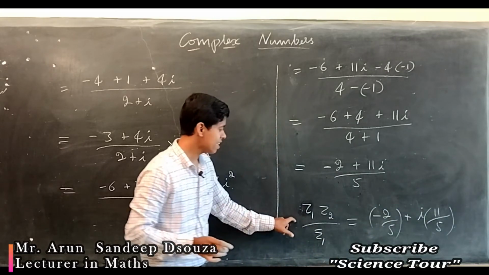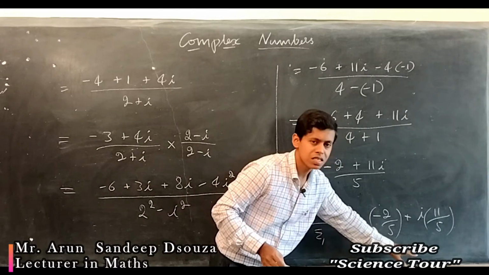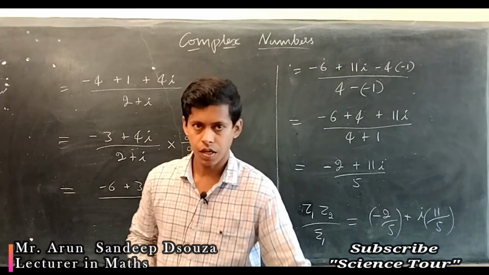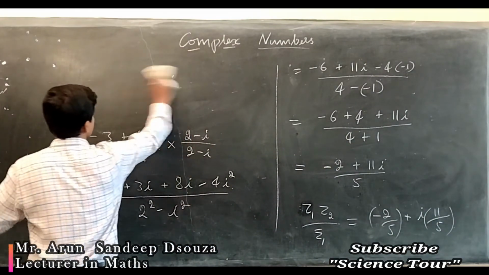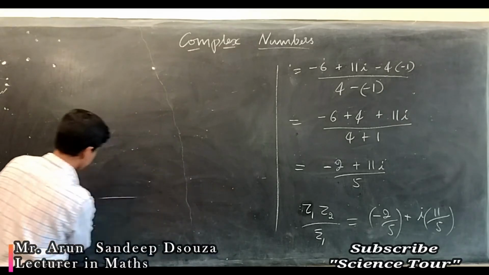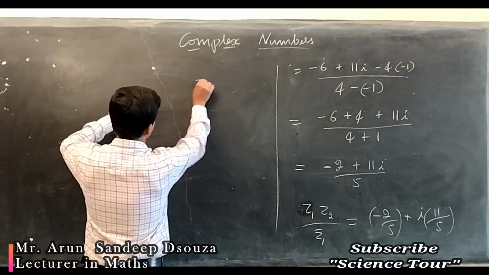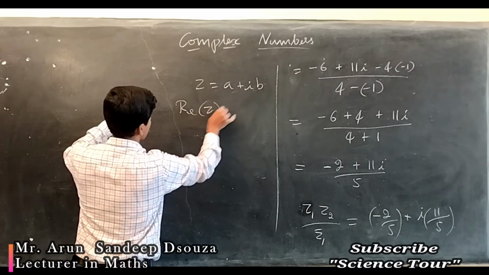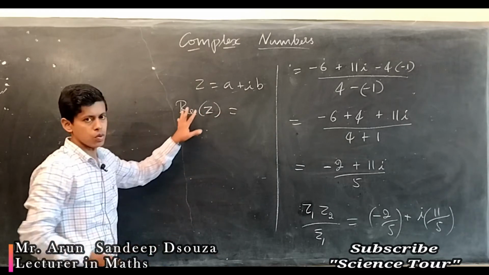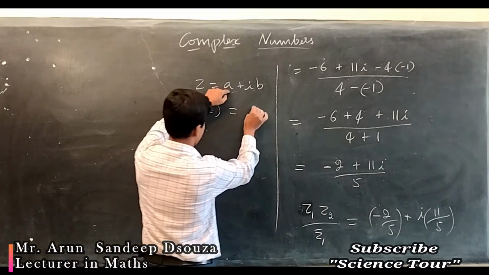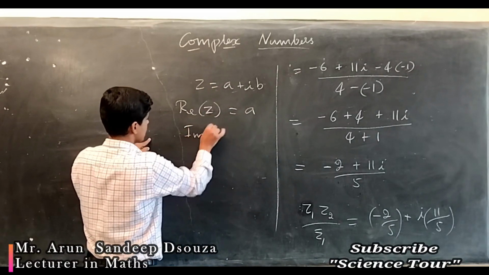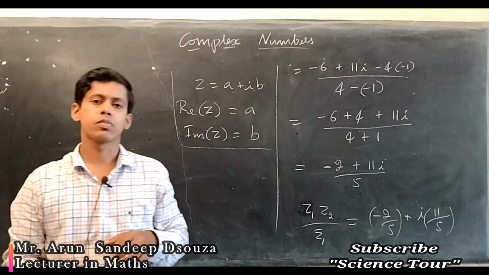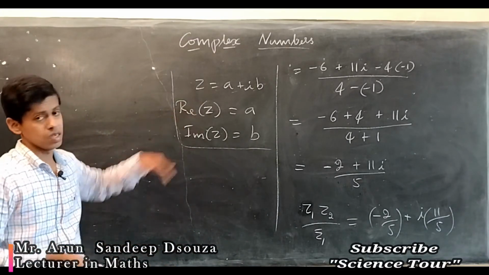Now I need the real part of this complex number. Is this a complex number? Yes, because it is in the form of a plus ib. Okay, so if you have a complex number in the form of a plus ib, what is the real part of that complex number? A. What is the imaginary part of that complex number? B. So keep these two things in mind. I have explained this already, but if you have forgotten, please remind yourself.